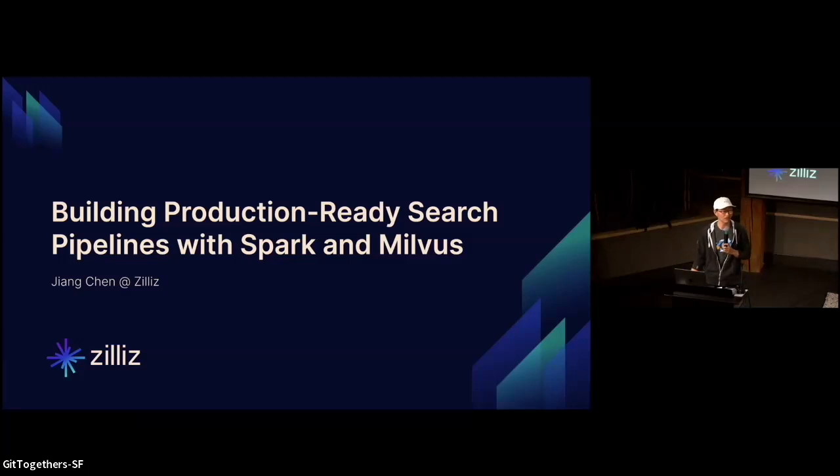Within the last 12 months, we have seen a paradigm shift. You don't need a 500 people team to do that. You just need something like Llama Index or LangChain and a vector database and a large language model or embedding models. And now you can build a search pipeline, which is fantastic.